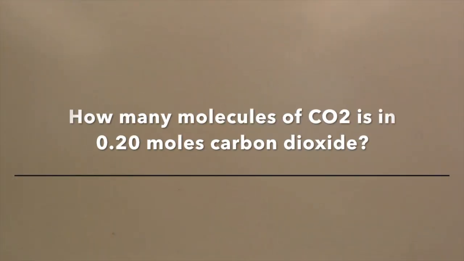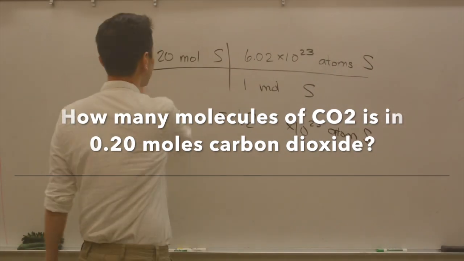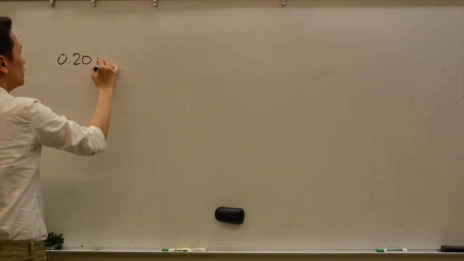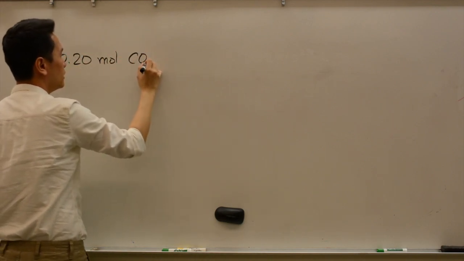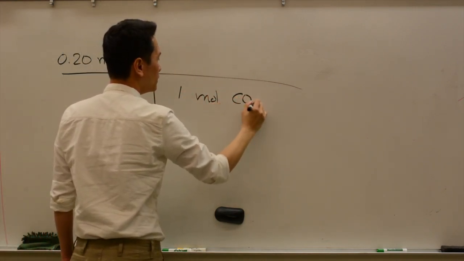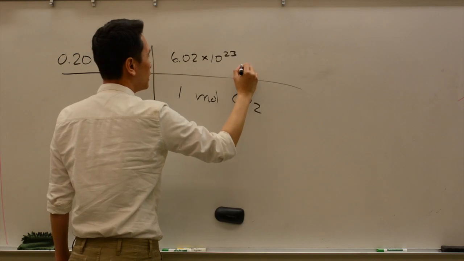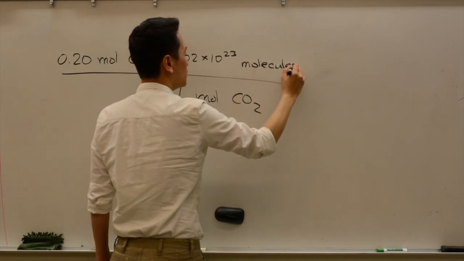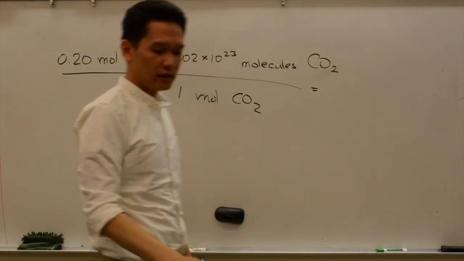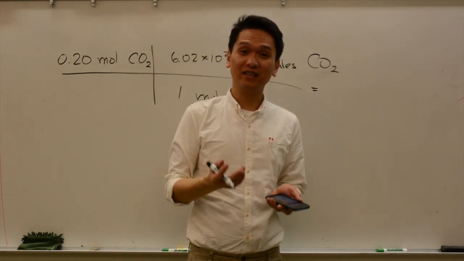So the next example is how many molecules of CO2 are in 0.20 moles of carbon dioxide. Okay, so again, we start out with the fact that we have 0.20 moles of carbon dioxide, and we know that for every 1 mole of carbon dioxide, there is 6.02 times 10 to the 23rd molecules of carbon dioxide. Do this math, and we should get, were you able to guess? Yes, it's the same number, right?